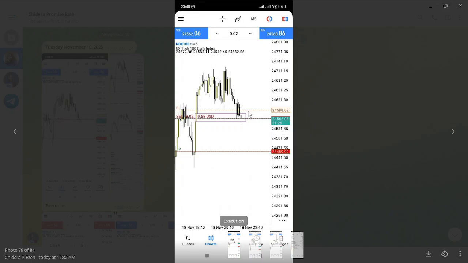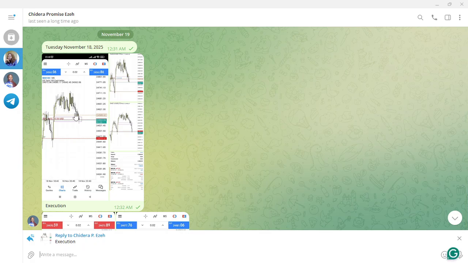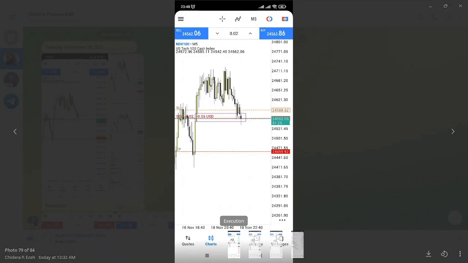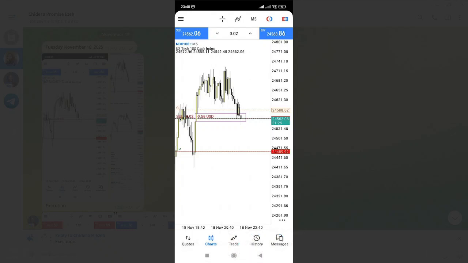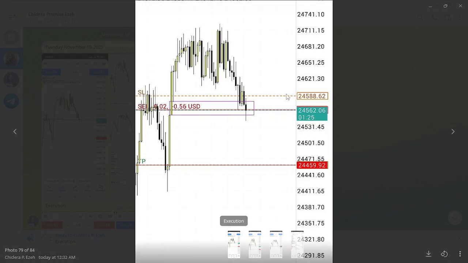Ideally, I was supposed to have my stop loss at least above this up close candle, above the body, or very importantly, at the high of that candle. That's the safe place to have it, not within the body, because most times price will trade into the body of that up close candle.